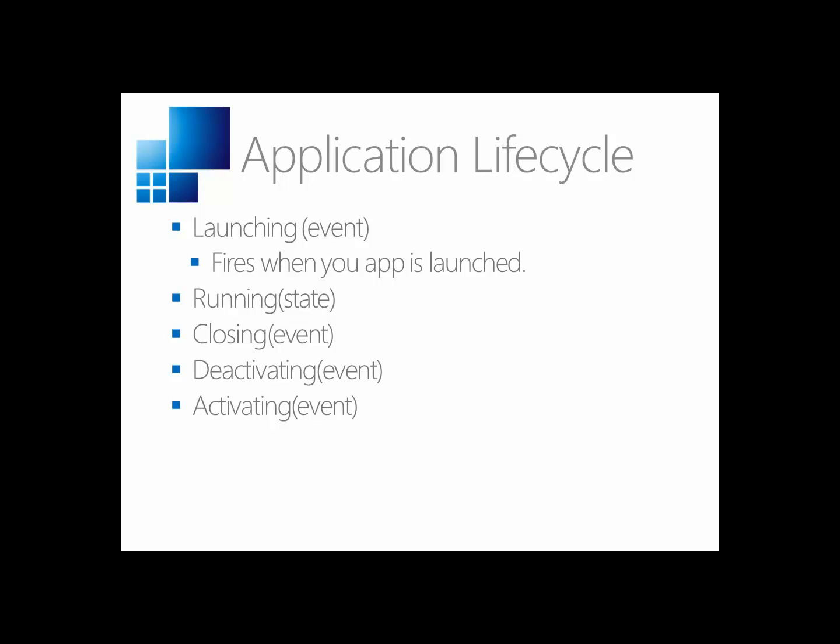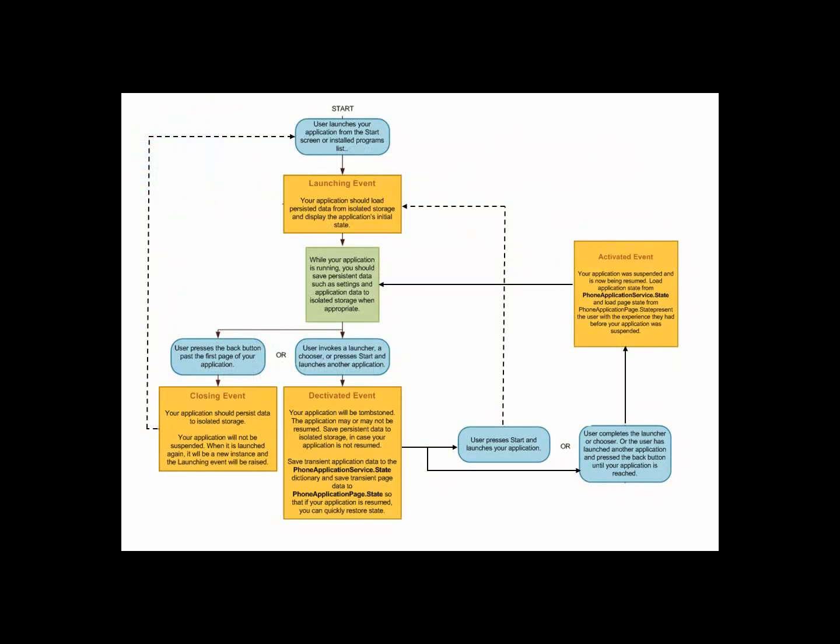So for your application life cycle, you have the launching event, which is fired when you first launch the application. You have your running state, of course. You have a closing event when your application is closed. That means it's gone, it's not anywhere on any stack, and you're not going to go back to it. Then you have your activating and deactivating events. And what I'm going to do is go through a user scenario so we understand how your application reacts and what events are actually happening.